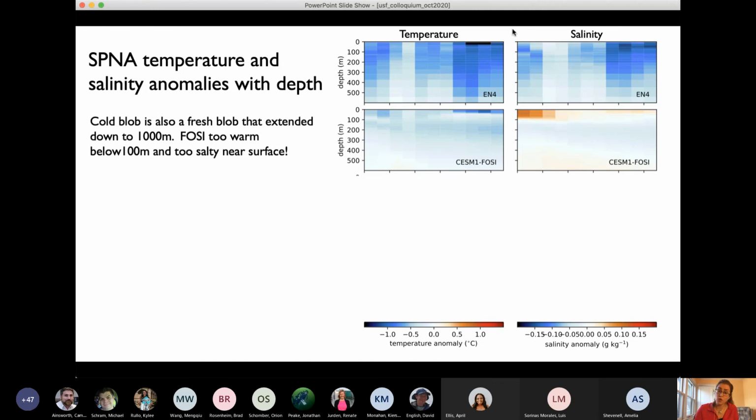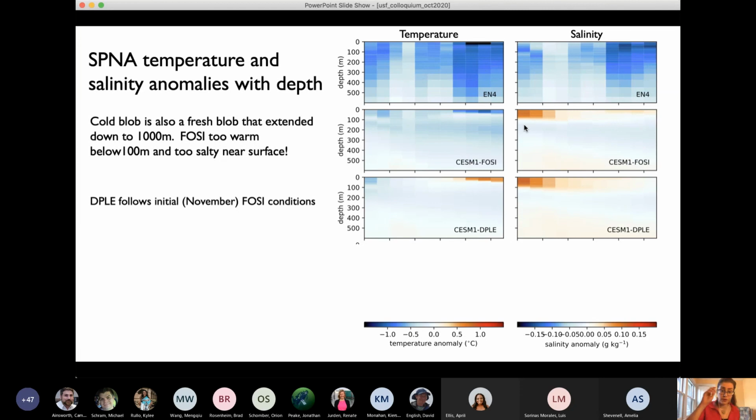You can see the real cold blob had anomalies going down to 500 meters and below. And not only did you have a cold blob at depth, it was also a fresh blob. So the CESM FOSI, which is what we draw our initial conditions from, was not cold enough. It was weakly cold, and it had a salty anomaly. Either of these issues could be part of it. Particularly maybe you had too salty of an anomaly, you affected the stratification and you messed up all of the coupled feedbacks for that reason.